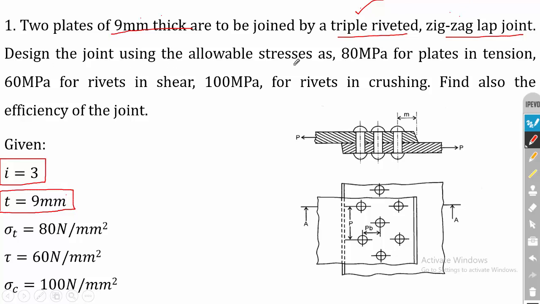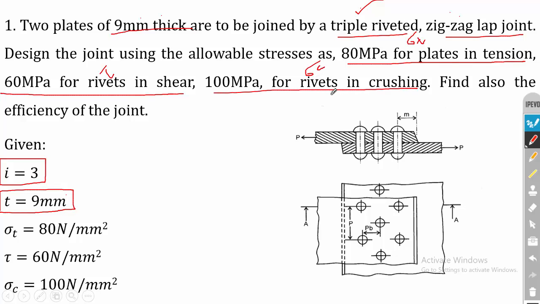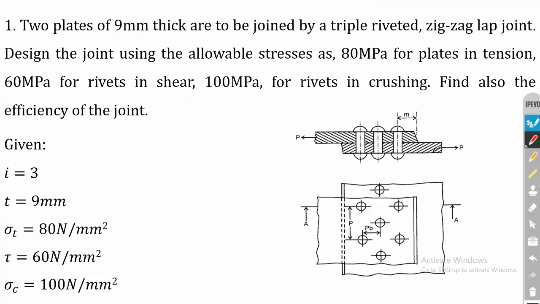Design the joint using the allowable stresses as 80 megapascal for plates in tension, so sigma T is 80 megapascal; 60 megapascal for rivets in shear, so tau is 60 megapascal; and 100 megapascal for rivets in crushing, so sigma C is 100 megapascal. Find also the efficiency of the joint. This is the given drawing. From the drawing you can identify that it's a lap joint, and 3 rivets are used: 1, 2 and 3.